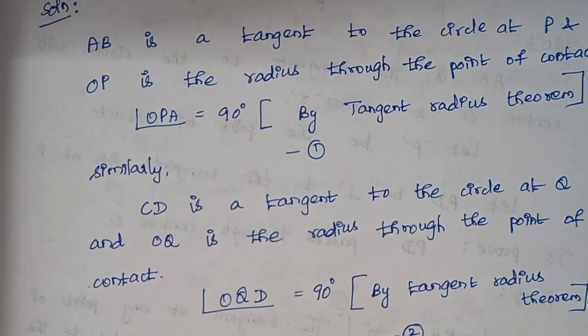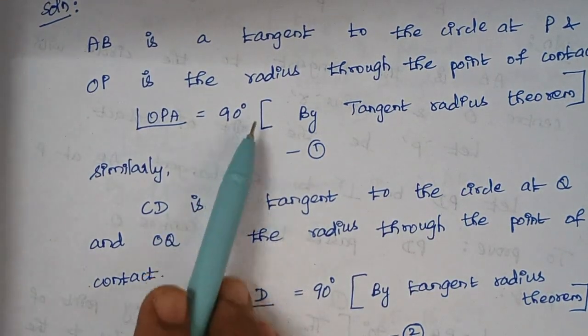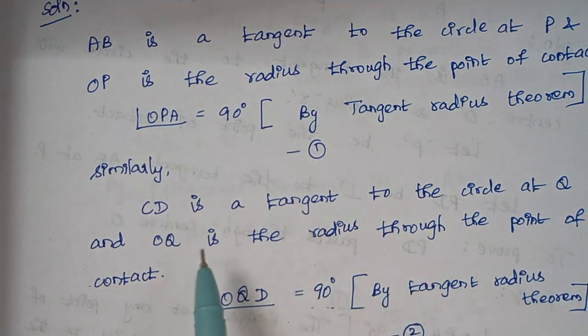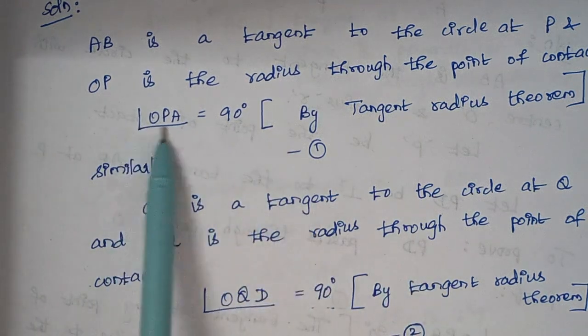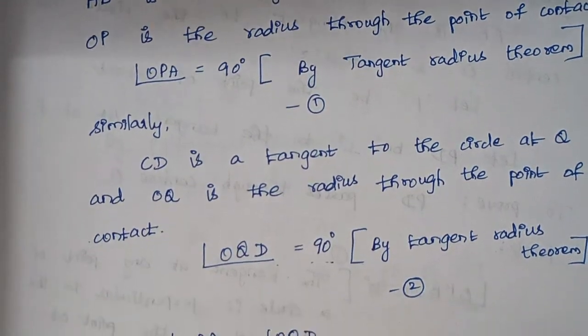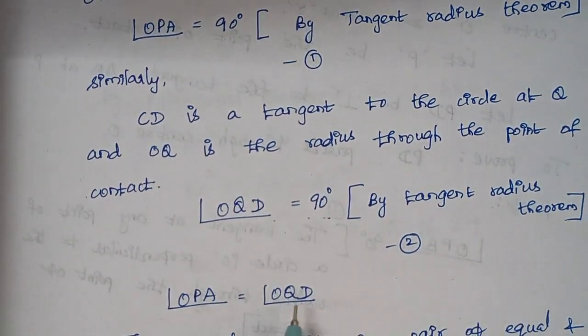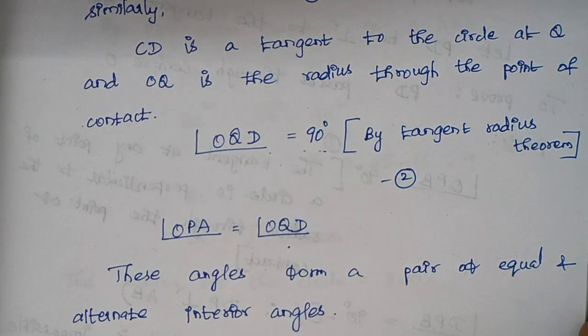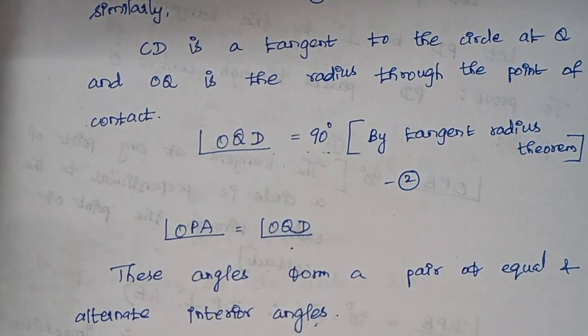So you see, when you compare these two things, 1 and 2, the right-hand side is 90 degrees, so automatically the left-hand sides will be equal. That is, angle OPA is equal to angle OQD. These angles form a pair of equal alternate interior angles. That is, this is just the reverse of the interior angles.